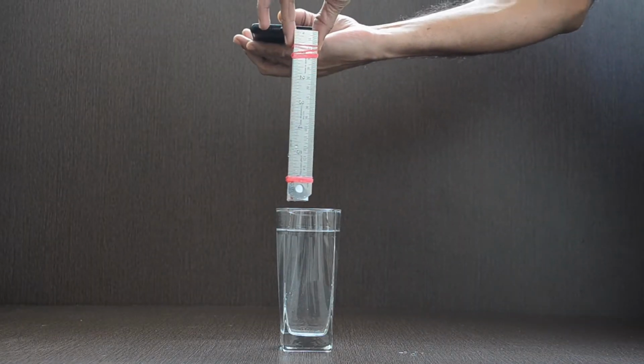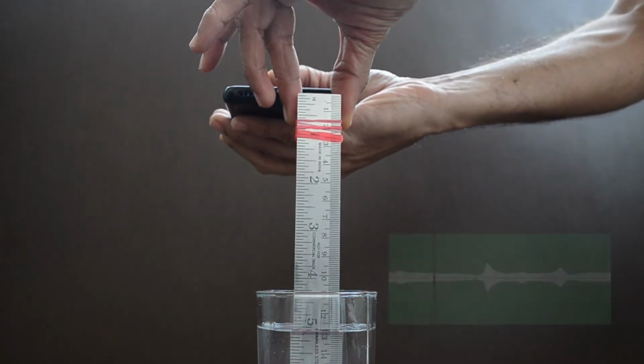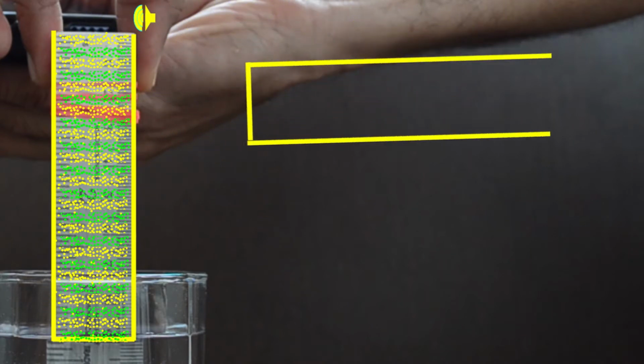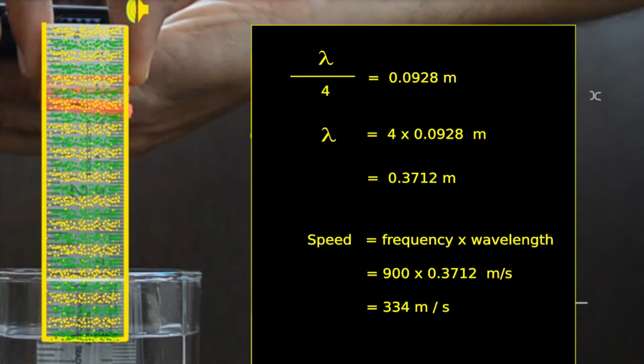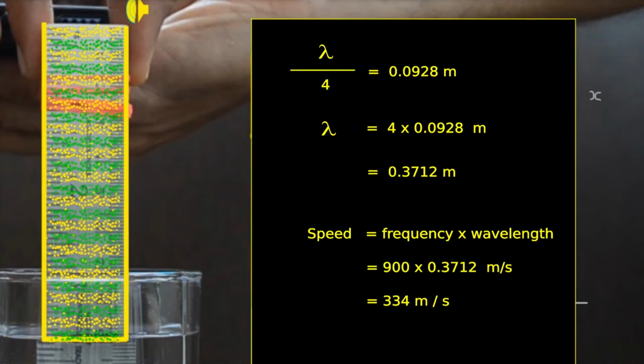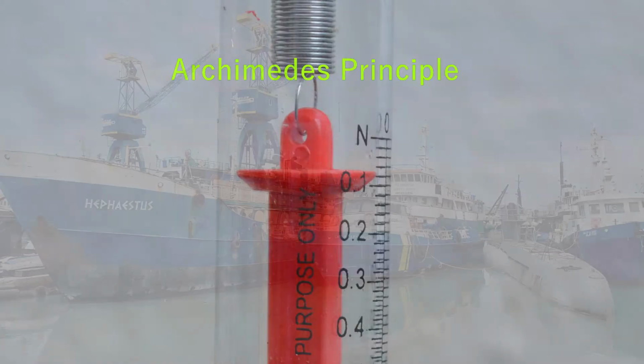Speed of sound is calculated with the help of resonance phenomena. Length of an air column and known frequency is used for the same. Incoming and reflected pulse results in a standing wave pattern. The wavelength is 37.12 centimeters, which is 0.3712 meters. When we multiply frequency and wavelength, we get the speed of sound, which is 334 meter per second. Including real-life examples and applications based on the concept is always advisable.